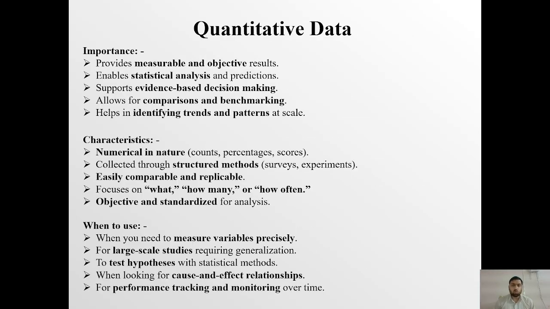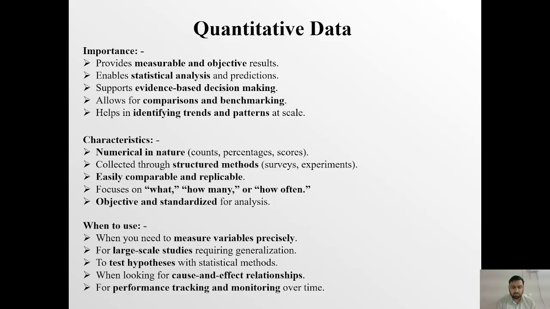Now we will see quantitative data. This is a numerical measurement, objective. It answers what, how many, how often. There are two types of this quantitative data: discrete data and continuous data. Discrete data, countable values. Example, number of students in the class. Continuous data, measurable values that can take decimals like height, weight, or time.